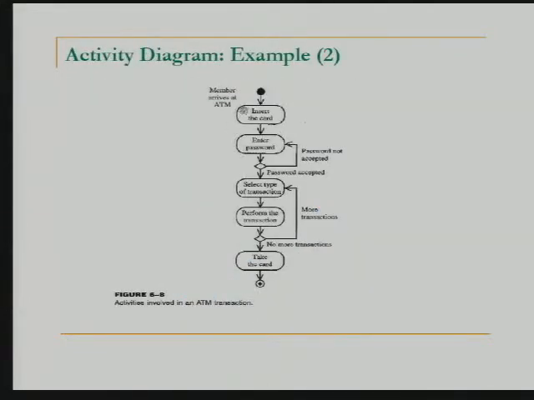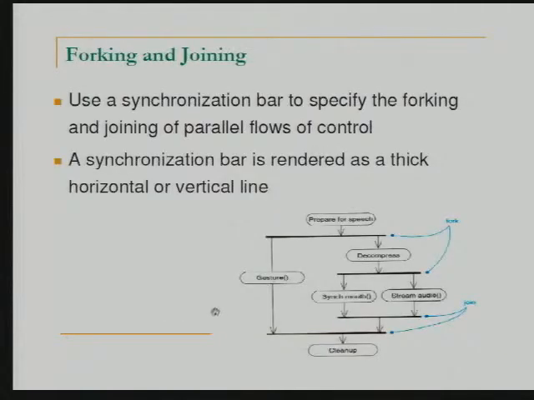So here, a member arrives at an ATM machine, inserts the card, enters the password. There's a Boolean. Password is either accepted or not accepted. Boolean expression. If it's not, go back and enter it again. If it is, go to select the type of transaction, perform the transaction. Either there's no more transactions or there are more transactions, another Boolean decision, and then take the card and you're done. Okay? Simple way to reflect. I'm arriving at an ATM. I'm performing some set of activities, and then I'm leaving. I'm done.